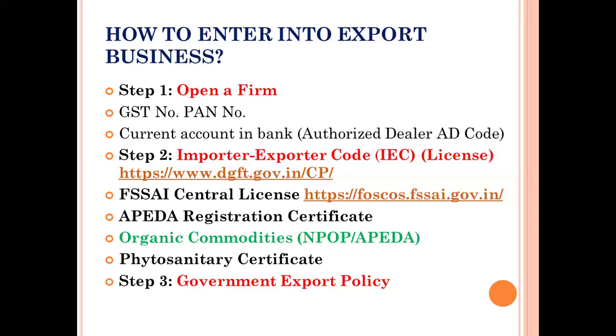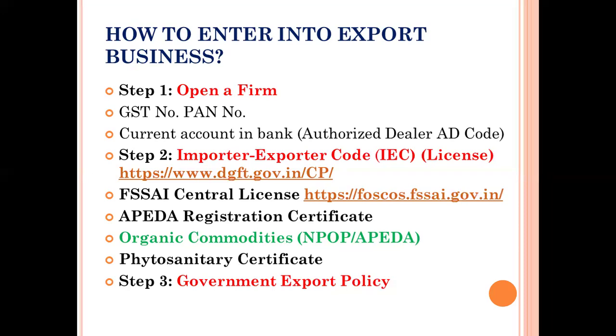Next, if you're thinking about exporting organic commodities or organic agriculture commodities, you should have an NPOP certificate also. You can easily find it on the APEDA registration website. You just need to type APEDA registration website in Chrome, and you can easily register for it. Also, some countries are asking for phytosanitary certificates. So all these certificates I have listed, and you should have these before going for the export business.